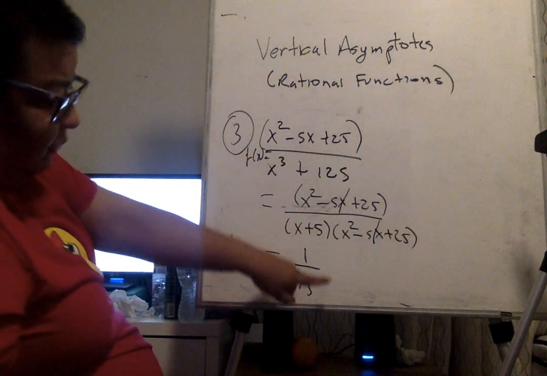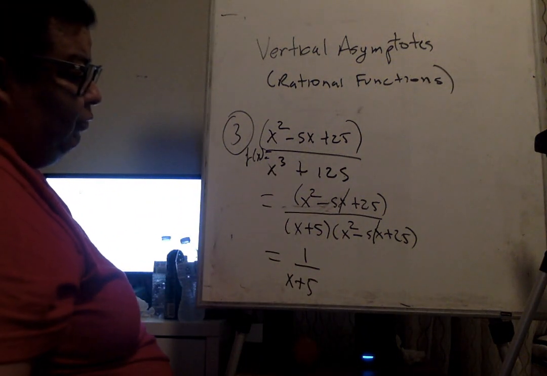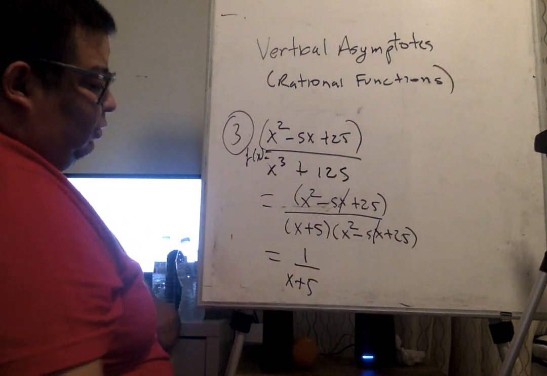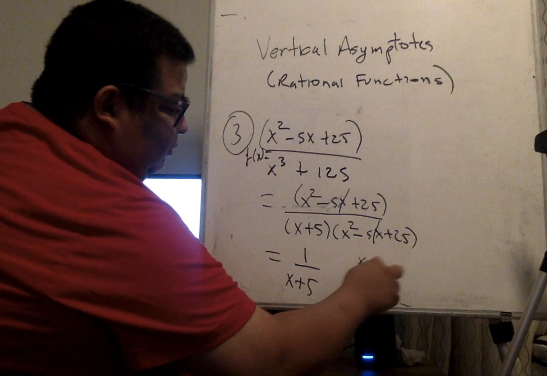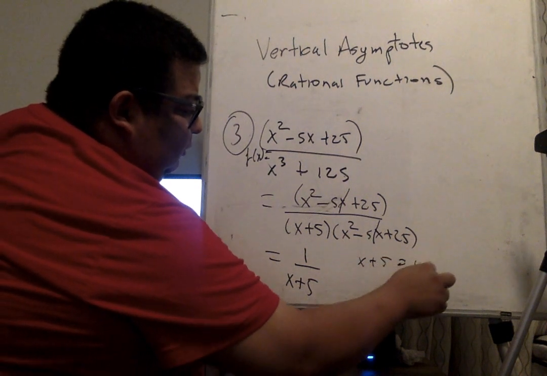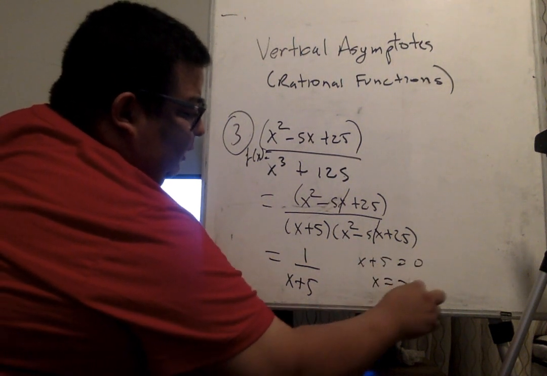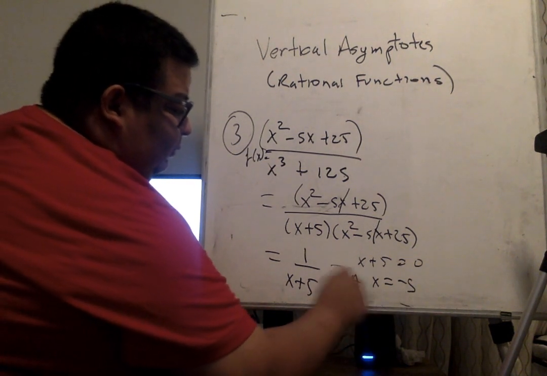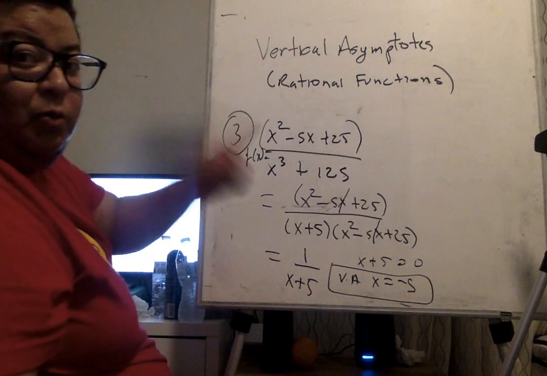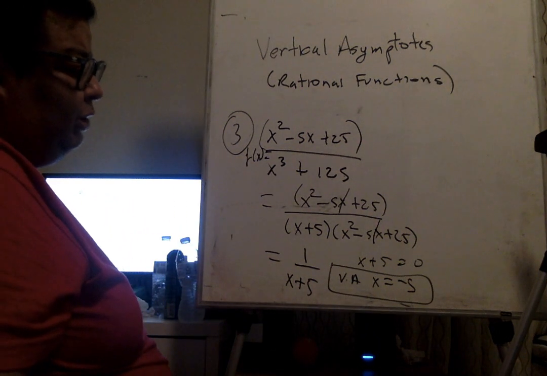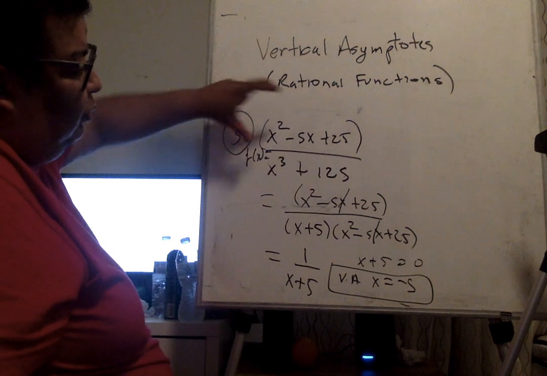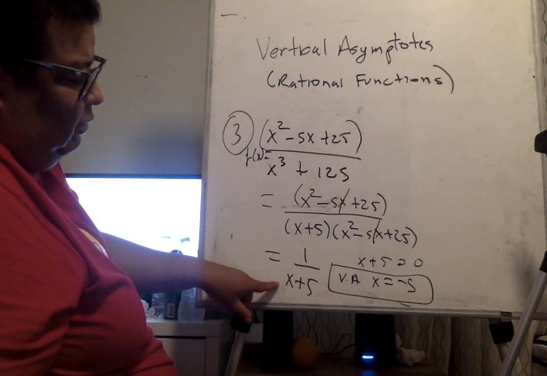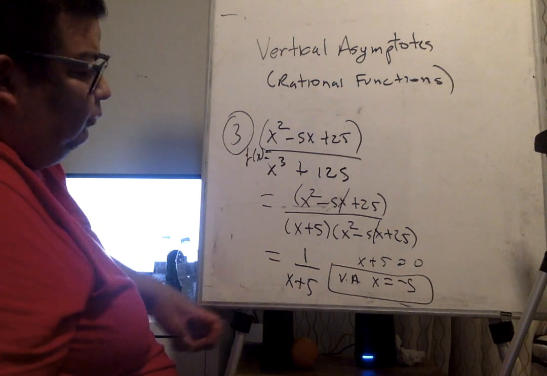And you have to do this process first. Don't try to set this equal to 0. First you have to cancel it. So now we can set the denominator equal to 0, so x plus 5 equals 0. So x equals negative 5. And that's your vertical asymptote. So you only have one this time, which is x equals negative 5. So always factor first, cancel terms, and then set the denominator equal to 0.